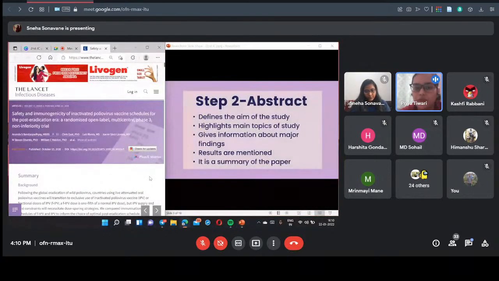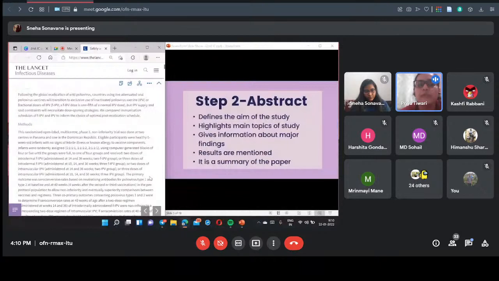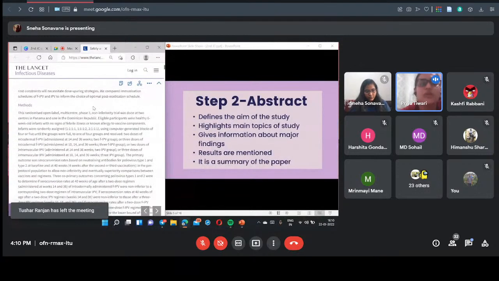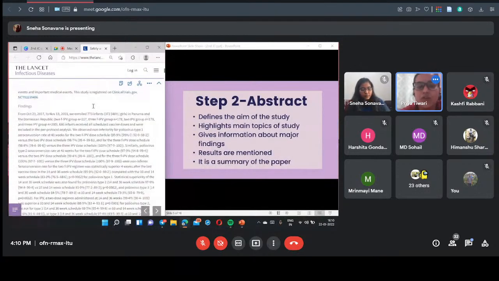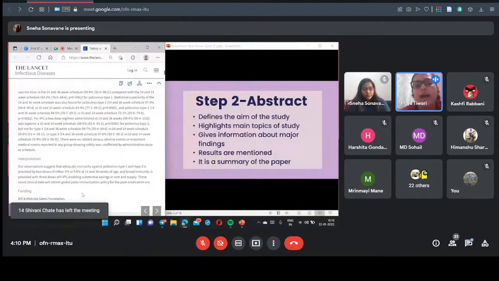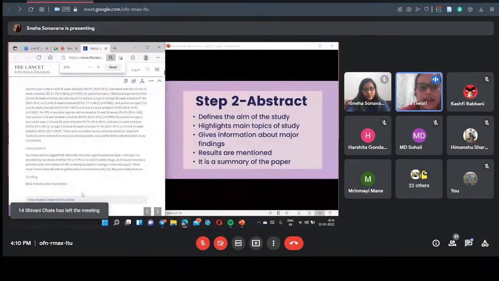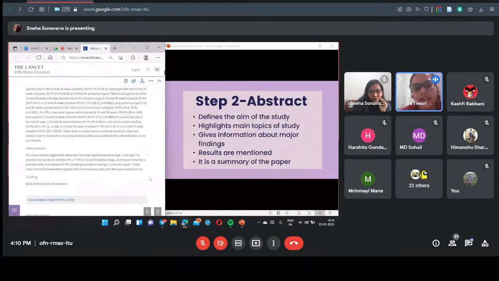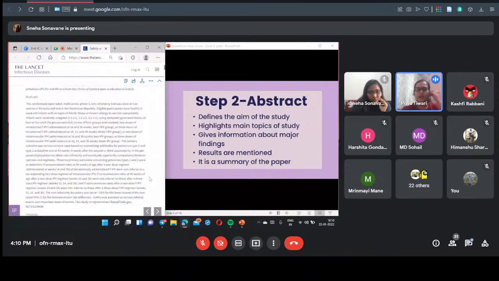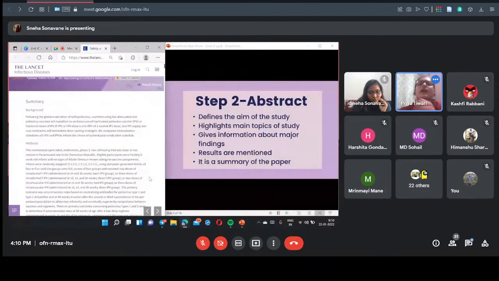Then you'll read the abstract of the paper. Why the abstract? Because the abstract is the summary of the paper. It defines the aim of the study, highlights the main topics, gives information about the major findings, and the results are mentioned. When you're doing a literature search for your own paper, you will read the title and abstract, and then select the paper if it lies within your criteria and you want to use it in your research for referencing. Next slide.